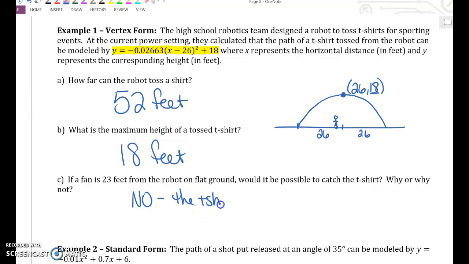The t-shirt is almost 18 feet high at that point. So, I mean, if like Shaq was standing there with his arms up and jumped, I still don't think Shaq can get up to 18 feet jumping. Well, it doesn't say there's a trampoline, so we're going to assume there's not a trampoline.